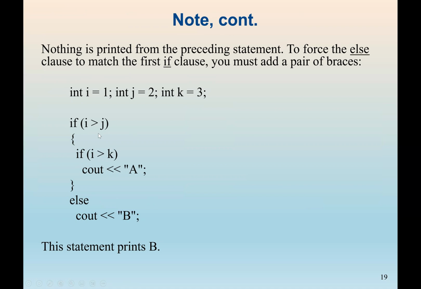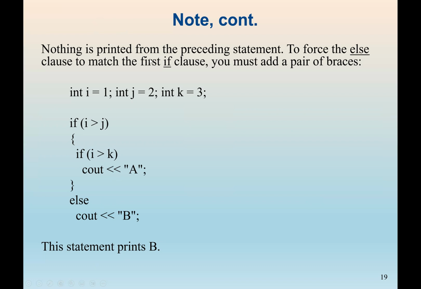So again, let's see this program here and see what will be printed. We have i is 1, j is 2, k is 3. This is our previous program. So now, is 1 greater than 2? No. So this means we are going to skip. We are not going in. So we are going to skip here. Then we see the next one. So nothing is printed from the preceding statement.